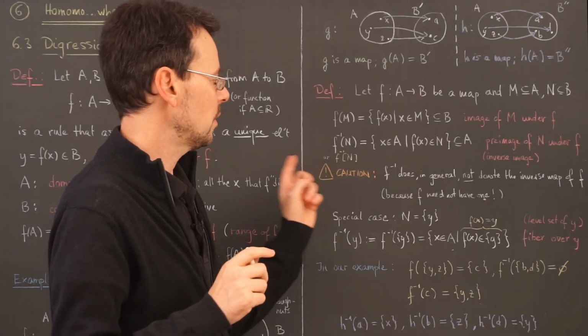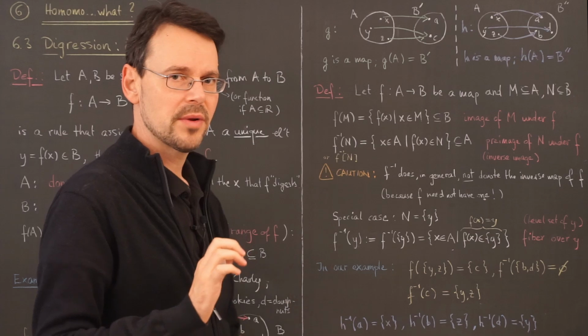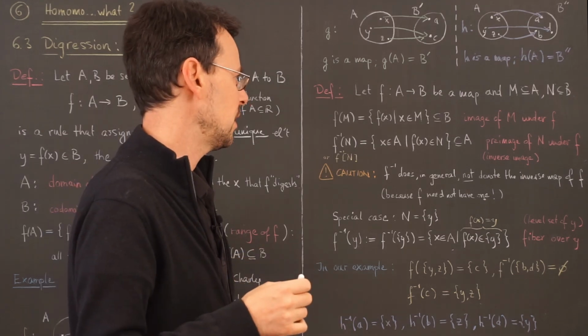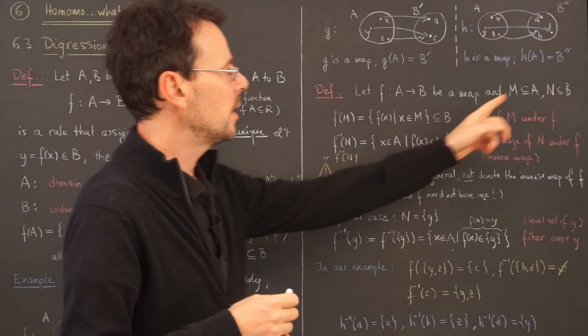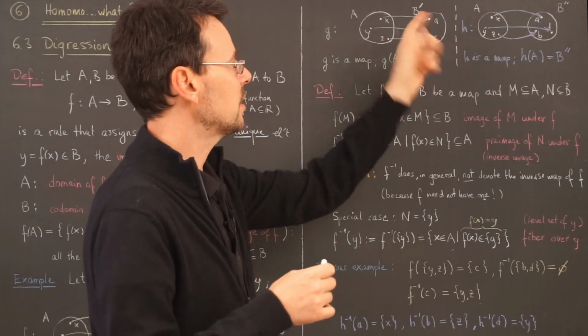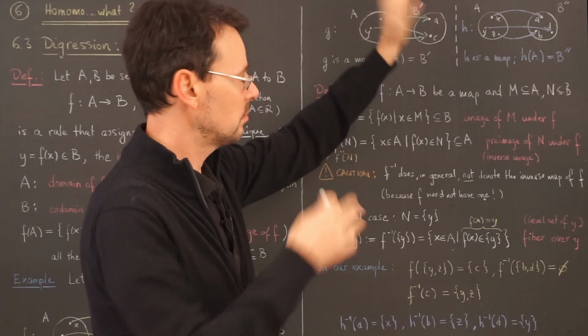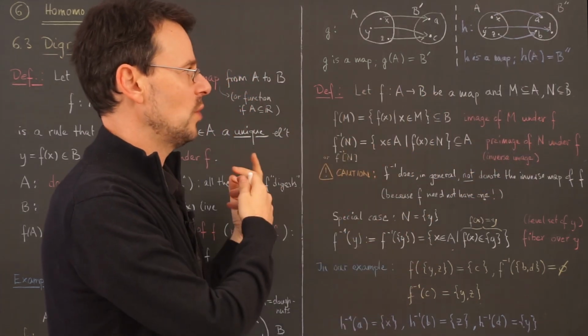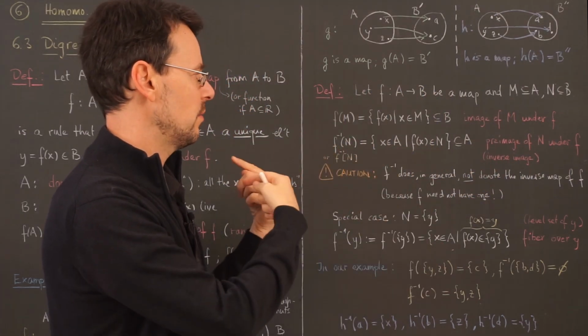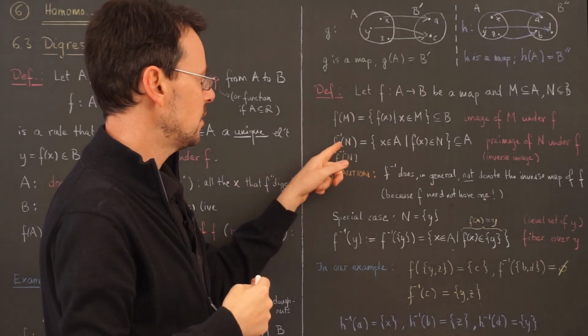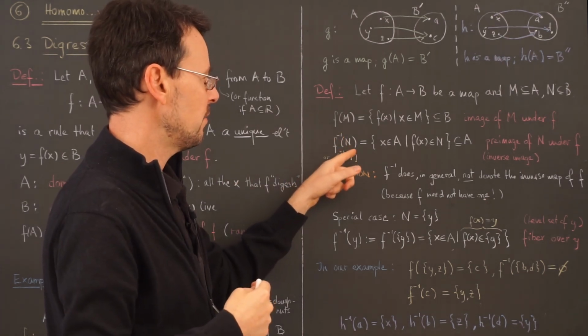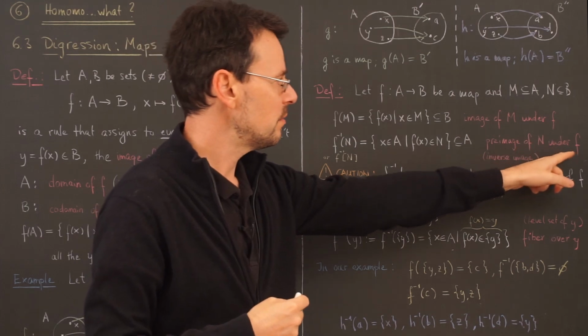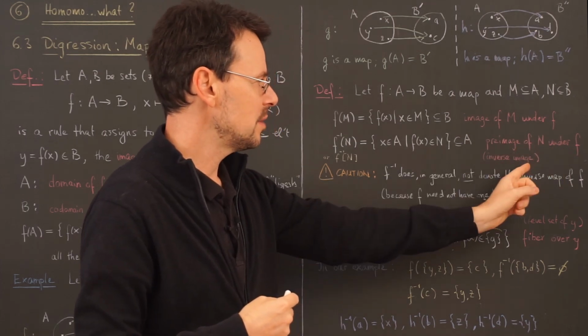Okay, the last new definition, but this is a very important one and possibly new to you. I take a subset of B, so I'm somewhere here in the codomain, B or B prime, doesn't matter. And now I pull this back to A, so this goes in the other direction. This here, f to the -1 of N, is called the preimage of N under f, or the inverse image.